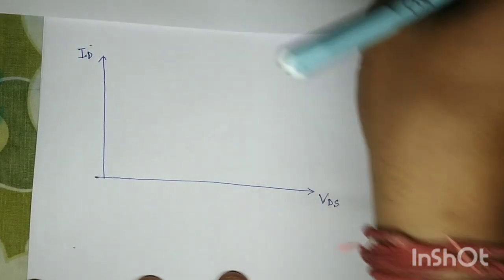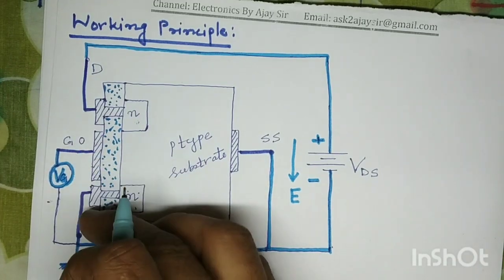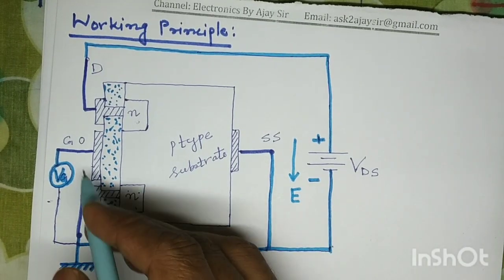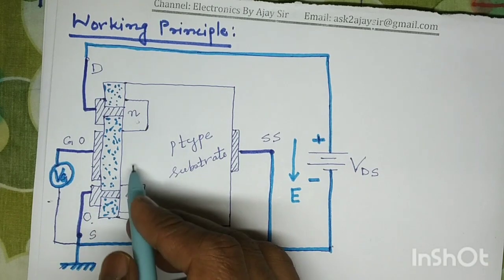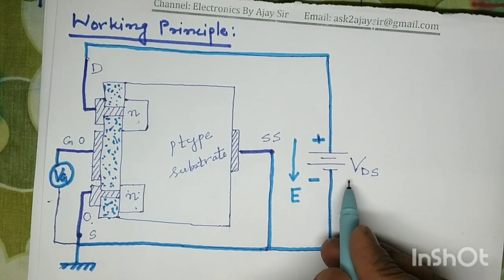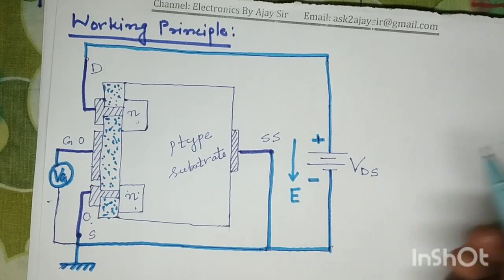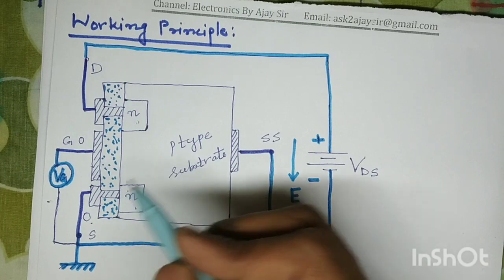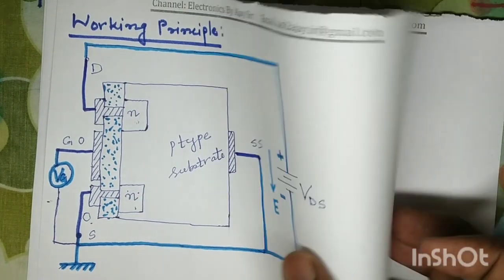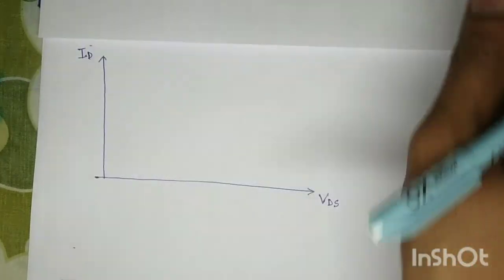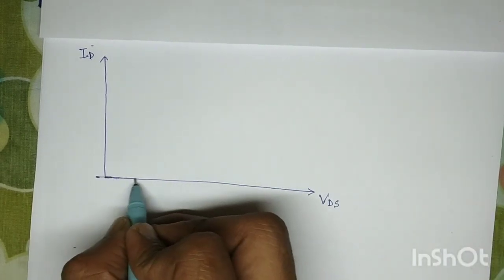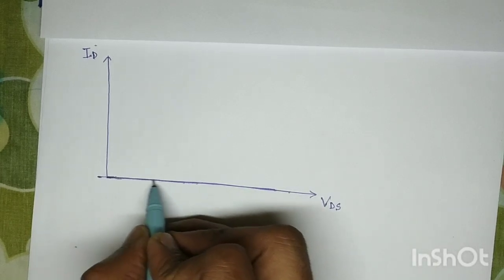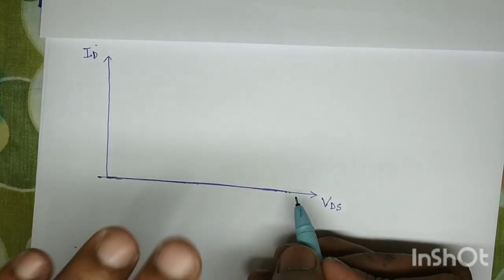So first case, for VGS equals to 0, the current is equal to 0. Why? Because if VGS equals to 0, there is no channel, and even if this VDS is varied from 0 to some higher potential, since there is no channel between this n region and this n region, no current conduction will take place. So current is equal to 0. Let's suppose this is the characteristics plot of VGS equals to 0.